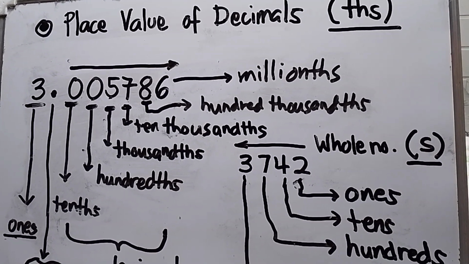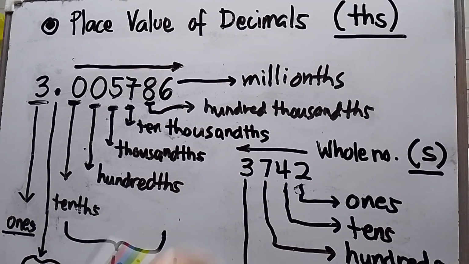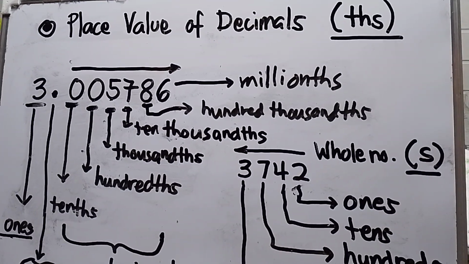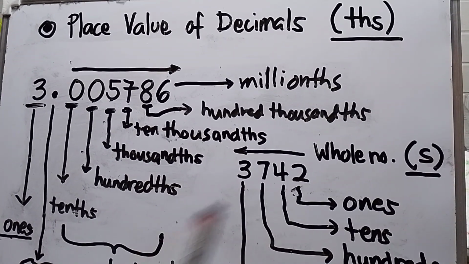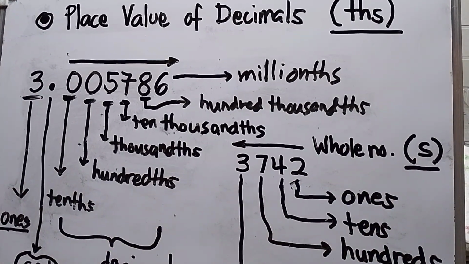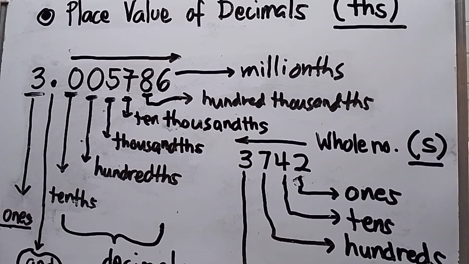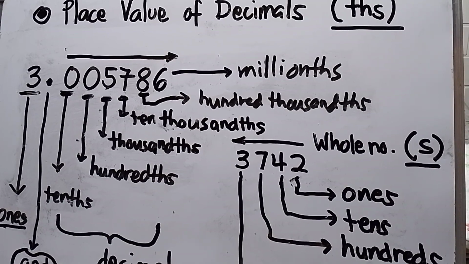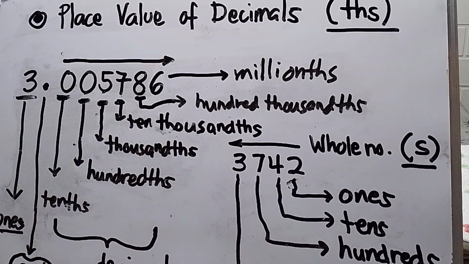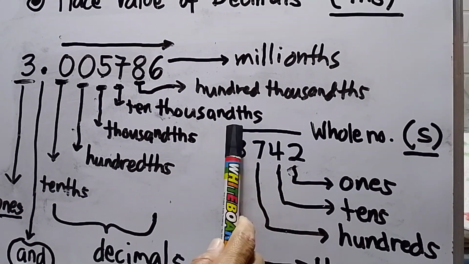Take note that the word decimals has THS at the end, while the whole number ends with S. So for example, 3.005786. In decimals, we start from left to right, unlike whole numbers, which start from right to left.